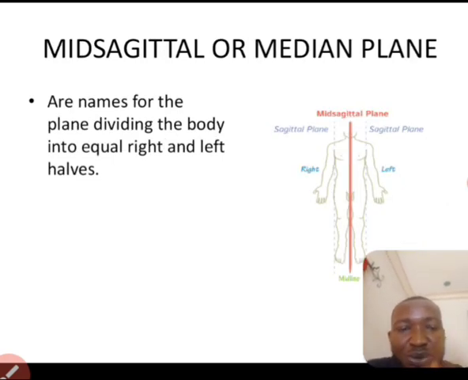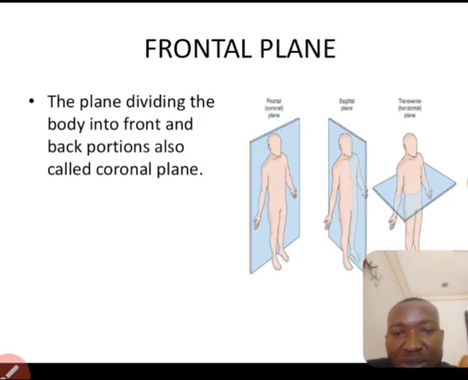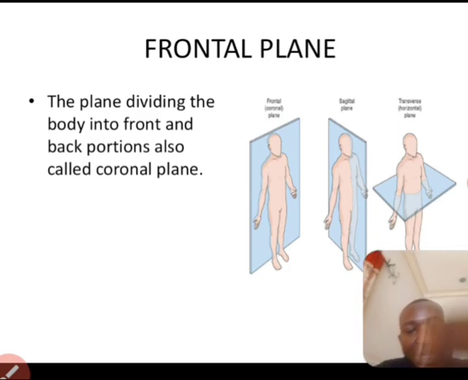The mid-sagittal or median plane are names for the plane dividing the body into equal right and left halves. If you look at this diagram here, you see the sagittal plane dividing the body into equal halves. The frontal plane or coronal plane, either you call it frontal plane or coronal plane, divides the body into front and back portions.